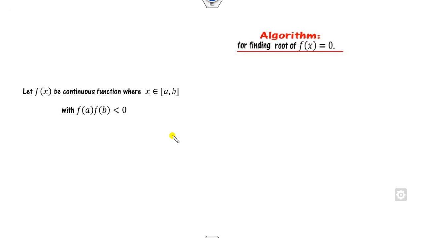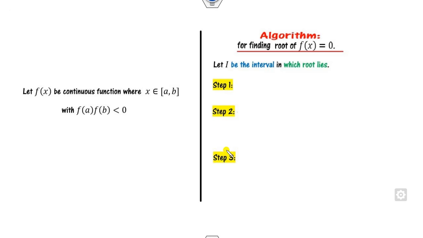What is the algorithm for finding this? If you have a continuous function f such that the function values at the endpoints are of opposite sign, what is the meaning of that? The function f will satisfy the intermediate value theorem. Once the function satisfies the intermediate value theorem, then we can apply this 3-step rule for finding the root of this equation.